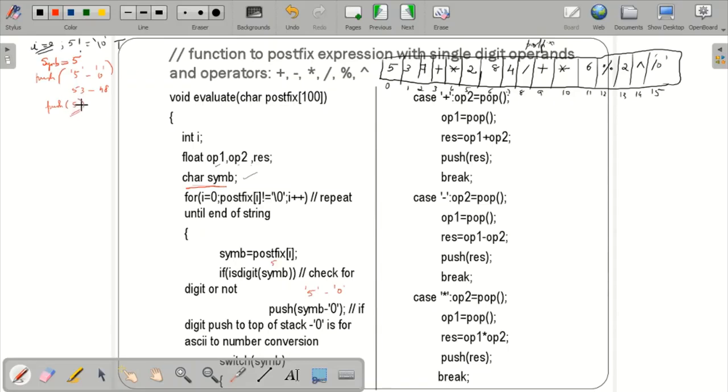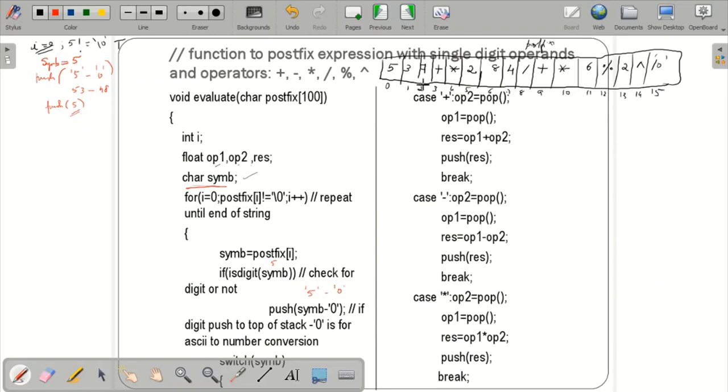Whenever you find an operand, you push it directly to the stack. So sym is equal to postfix. Yes, you compared over here whether it is a digit. Yes, you got a digit and you're directly pushing that into the stack. Push sym minus 0, that is nothing but the ASCII value of this minus the ASCII value of 0. So that will be 53 minus 48. You'll get directly the answer as 5 itself again. So that you're going to push into the stack.